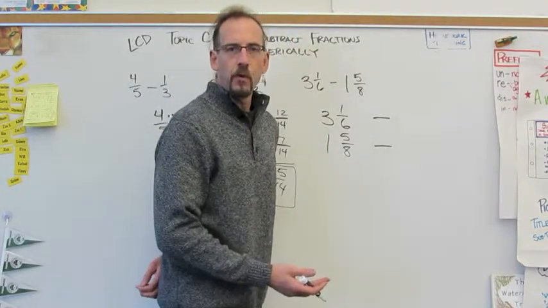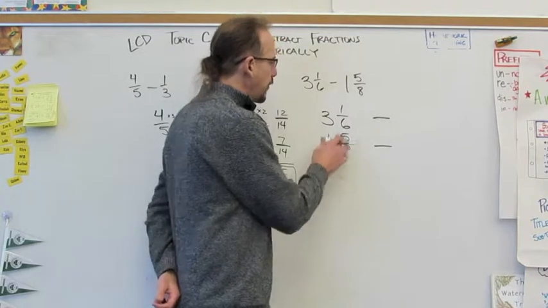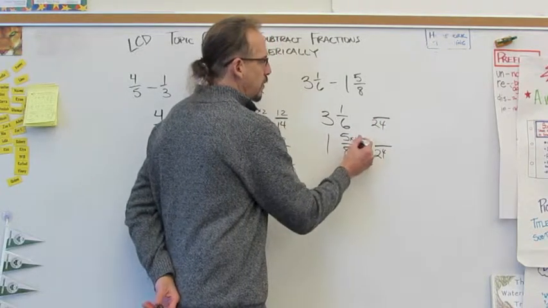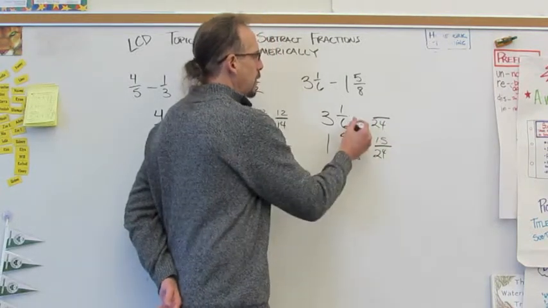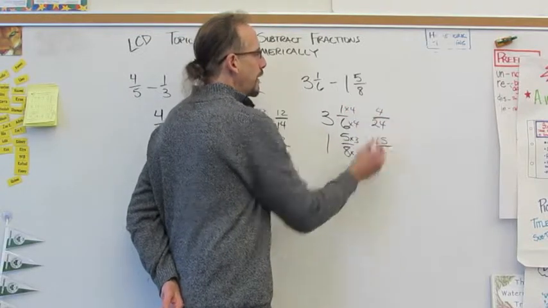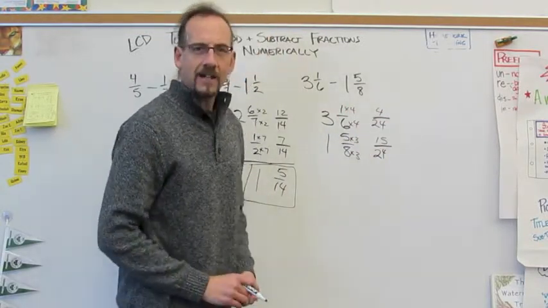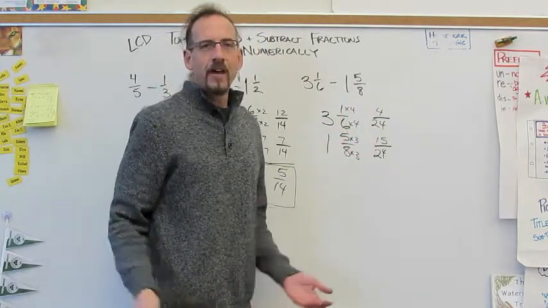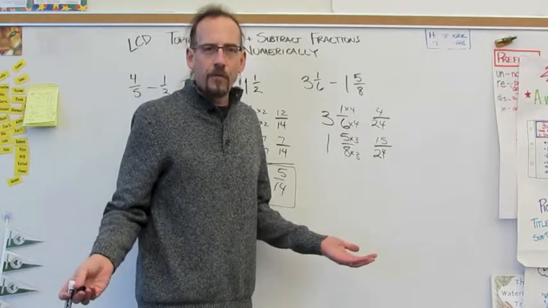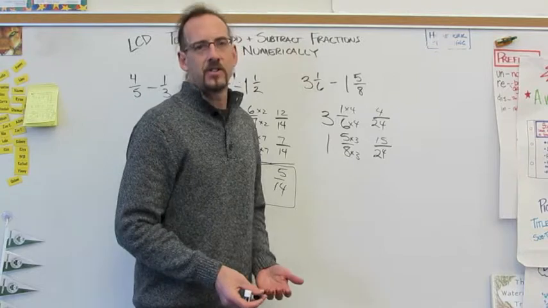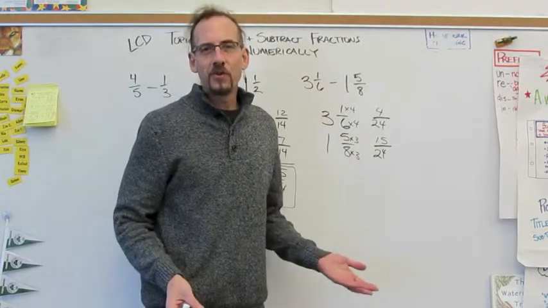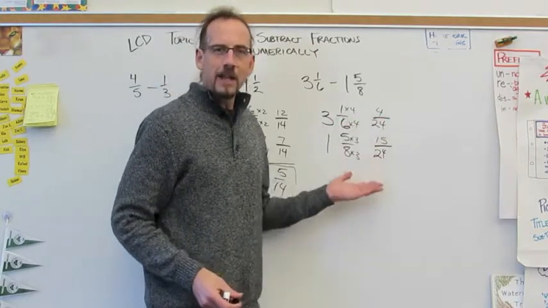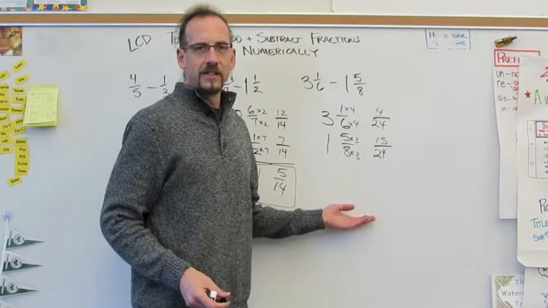Instead, I'm going to use 24 because it's the lowest number that both 8 and 6 go into. And when I multiply by 3, I get 15 here. And when I multiply by 4, I get 4 here. And now when I go to subtract, I've got a problem. 4/24 minus 15/24. I can't take 15 away from 4 unless I go into negative integers, which actually is true, but it's complicated to explain to the students. For now, we just want to say it can't be done and get a positive result.